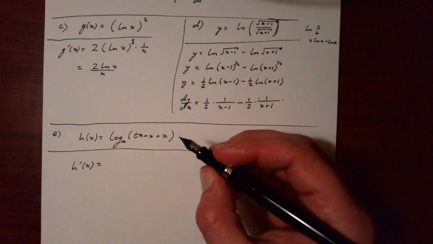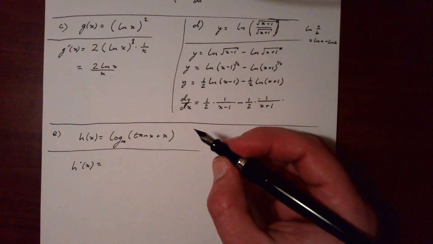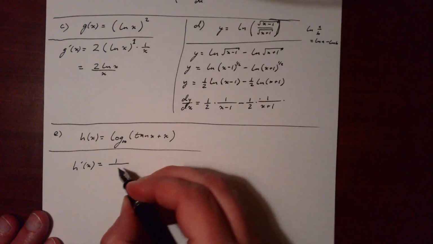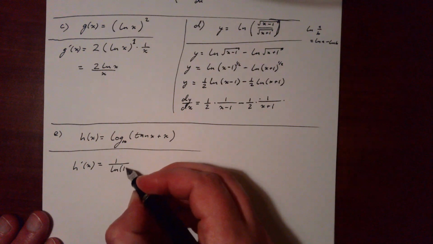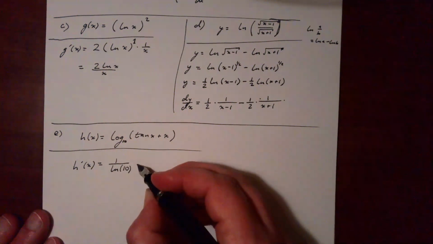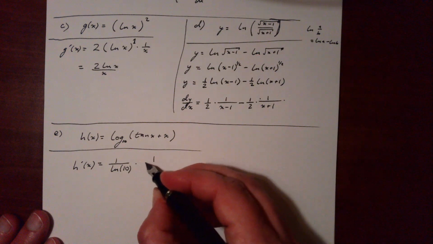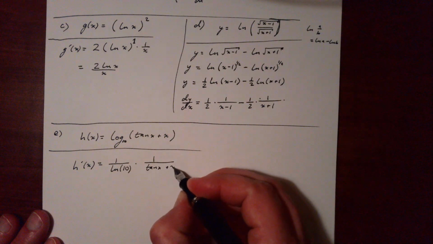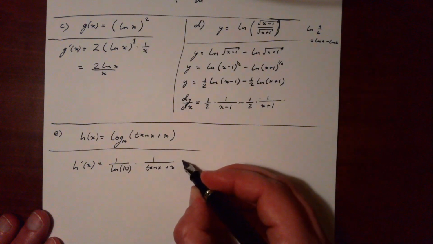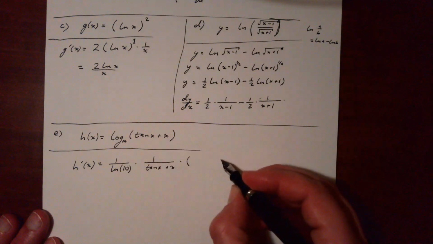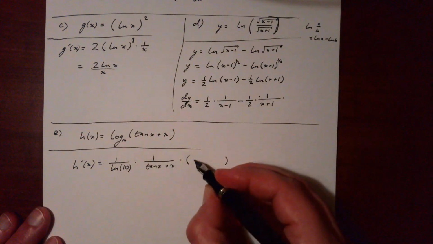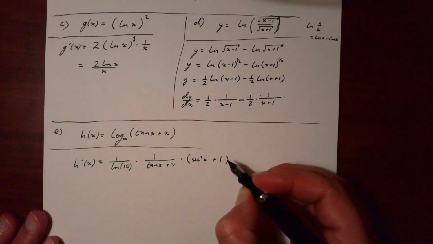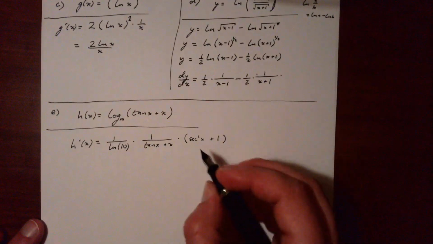Okay, so now what we have is a log of blank, and that's the log base 10 of blank. So log base 10, the way to deal with that is it's 1 over the natural log of 10, which is just a number, and then times 1 over blank, so that's going to here be tangent x plus x, but then times the derivative of blank, so times the derivative of what was on the inside. So what's that going to be? Secant squared for the tangent, and then plus 1 for the x.